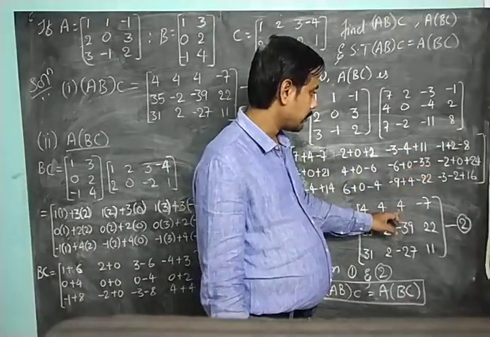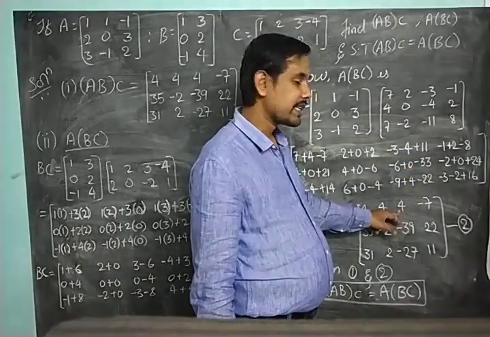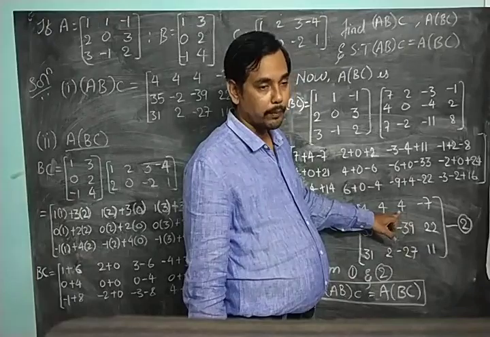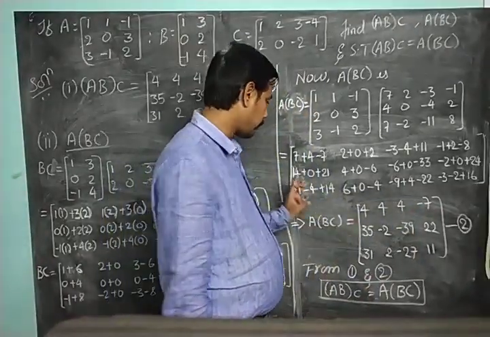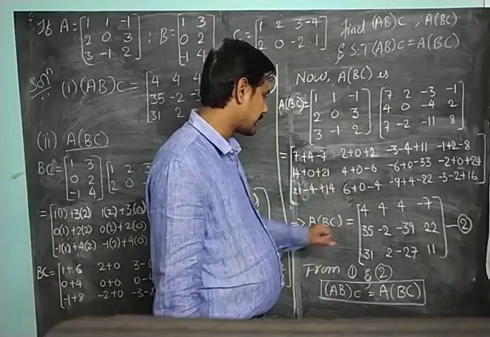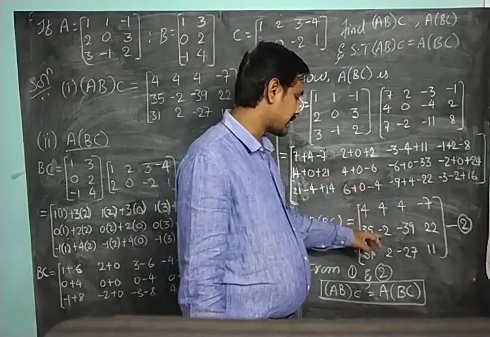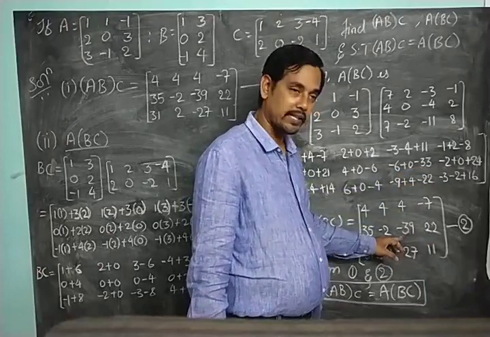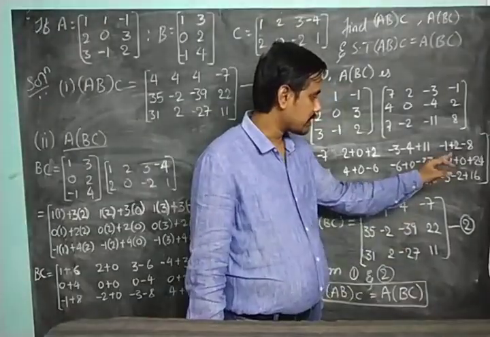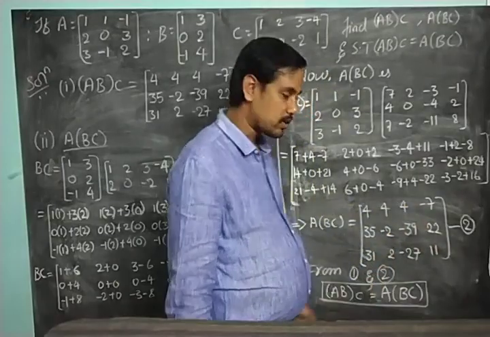Plus 11 is 4. Then minus 1 plus 2 is plus 1. Minus 8, it is minus 7. Then coming to second row, 14 plus 0 plus 21 is 35. Then 4 minus 6 is minus 2. Minus 6 plus 0 minus 33 is minus 39. And minus 2 plus 0 plus 24 is plus 22.